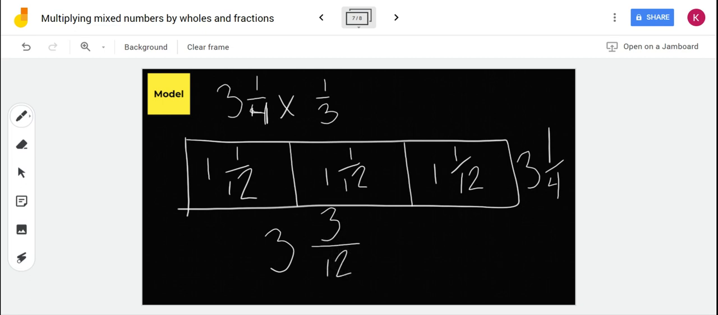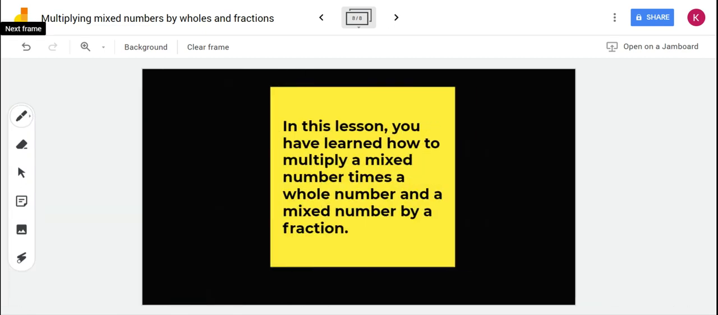Is 3 and 3/12 the same as 3 and 1/4? It is if I simplify. A common factor between 3 and 12 would be 3. If I take each of those and divide it by 3, my whole number stays the same. 3 divided by 3 is 1, and 12 divided by 3 is 4. So we match: 3 and 1/4 and 3 and 1/4. So in this lesson, you have learned how to multiply a mixed number times a whole number and a mixed number by a fraction.